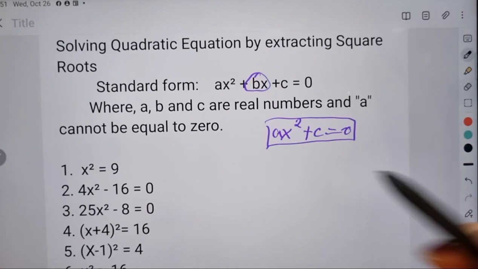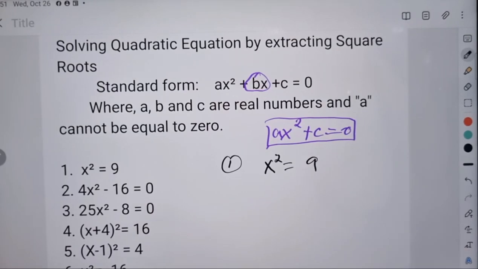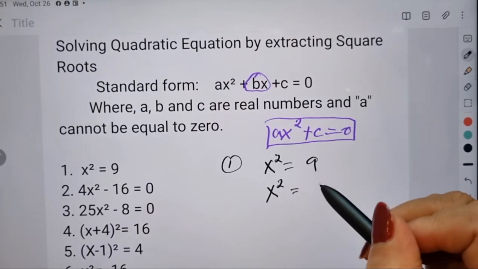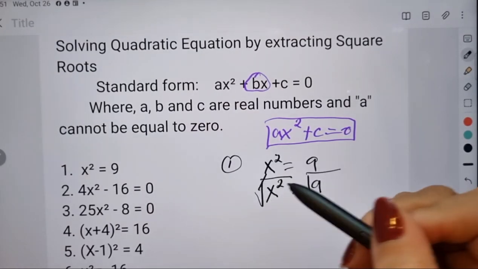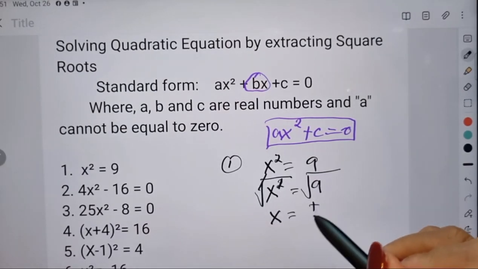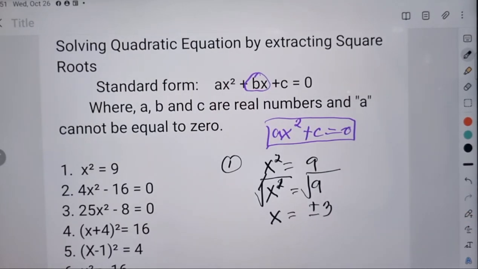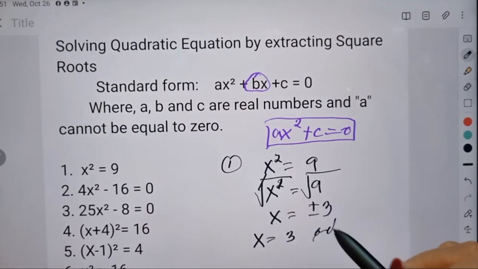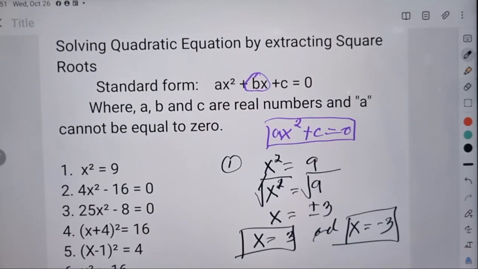Dito ngayon, number 1 natin, meron tayong x squared is equal to 9. So to solve for x, applying the square root property, we're just going to extract the square root of both sides of the equation. Mawawala itong exponent na 2. Okay? So x is equal to positive and negative. What is square root of 9? Positive and negative 3. So meron tayong dalawang values ng x: x is equal to 3, and x is equal to negative 3. So yan ang ating solution. So we have two real solutions here.